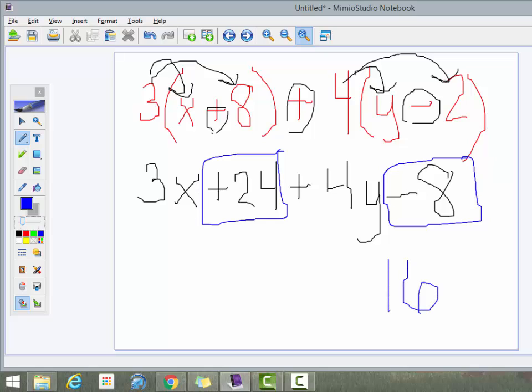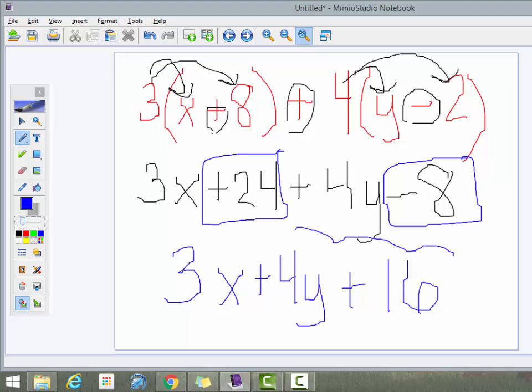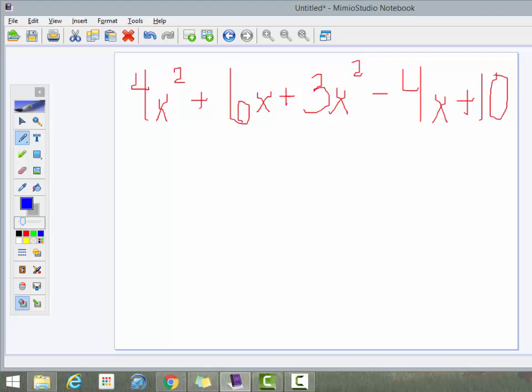So now I just have to write down everything else. So I still have the 3x, I still have the positive 4y, and it's going to be a plus 16 because 24 minus 8 is still positive 16. Again, we're now down to 3 terms, which is less than the 4 terms, but I can't go any farther than that because we do not know the values of x and y, and there are no other like terms to combine. We will try one more problem that involves exponents.